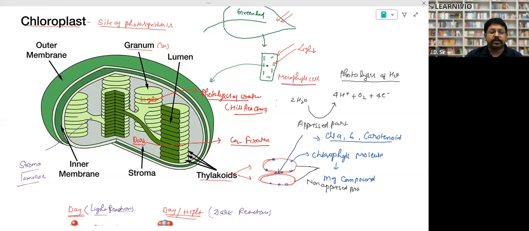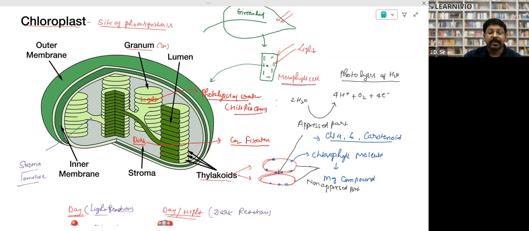Photosynthesis takes place in two parts: the light reaction and the dark reaction. The light reaction takes place in the presence of light. The dark reaction takes place in the presence or absence of light. Light reaction takes place in grana, and dark reaction takes place in stroma. The dark reaction is called fixation of CO2.